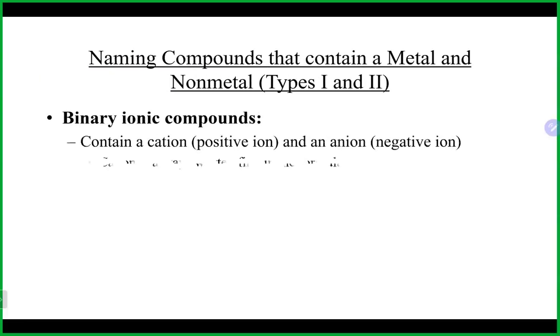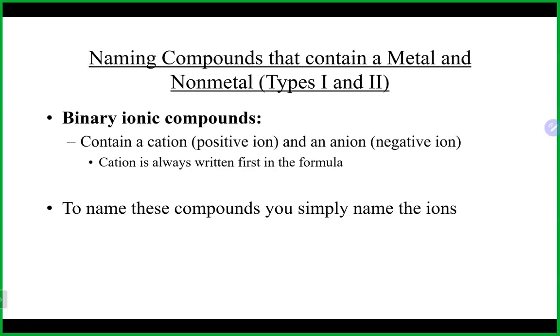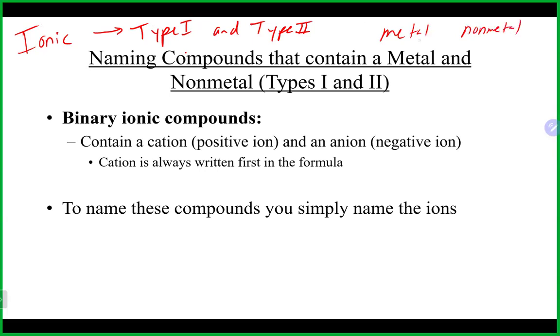So we're going to start here talking first off about ionic compounds. Ionic compounds are sometimes broken up into two types, a type 1 and a type 2 ionic compound. Type 1 and type 2 ionic compounds are both the same. They both have a metal and a nonmetal. And again, we're going to get that transfer of electrons.